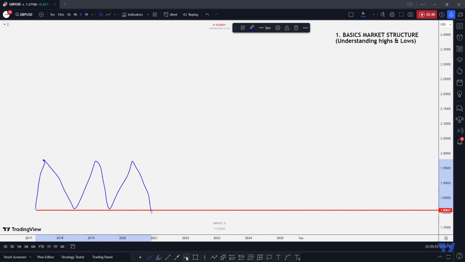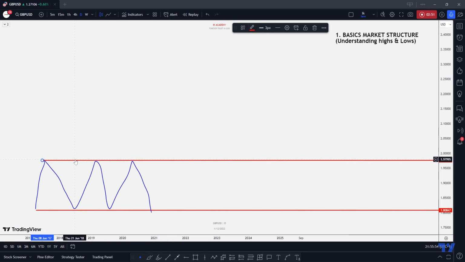Now we can clearly see in this particular structure, and we now understand that structure is behavior. With this market behavior, price is moving from 1.80847 to 1.97658. Price moves from that price to the price above, then comes back down to that price, and then goes back to the price above. So that's basically what market structure entails: price moving from one price to another, creating highs and lows.